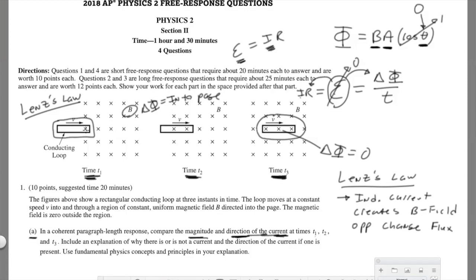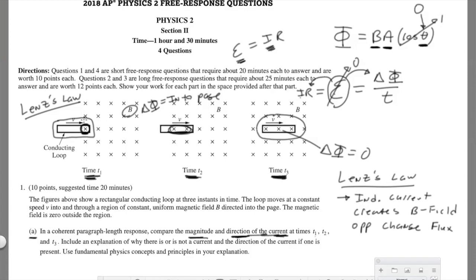And the reason why is we go from having a little bit of field directed in to more field directed in. If you go from less field directed in to more field directed in, that's going to be an inward change. So the flux is changing into the page. So what does Lenz's law say about that? Lenz's law says, well, if the flux changes into the page, the induced current will create a new magnetic field that is out of the page.